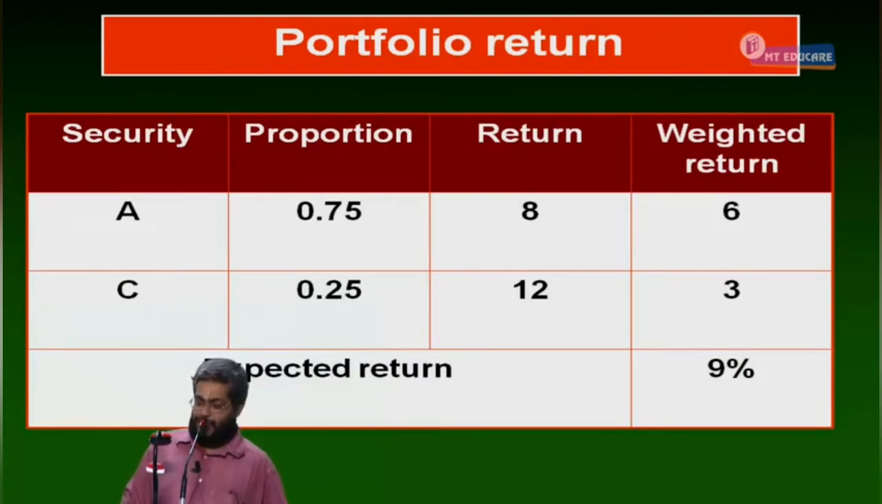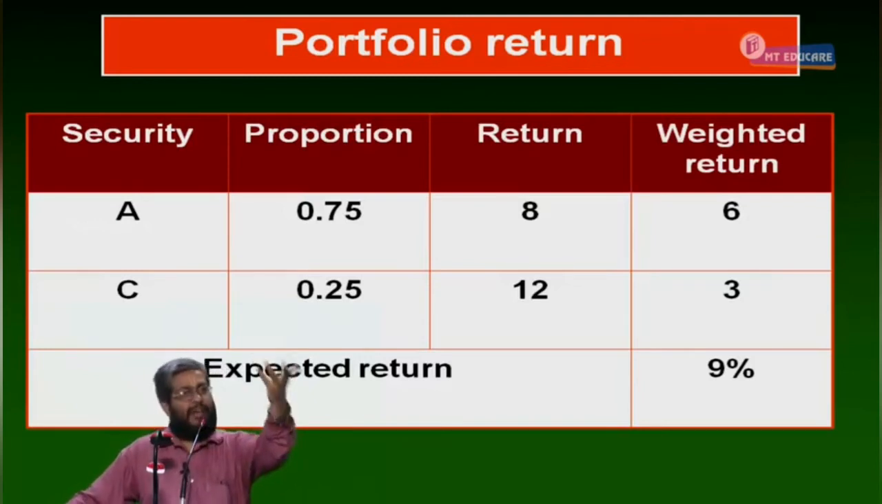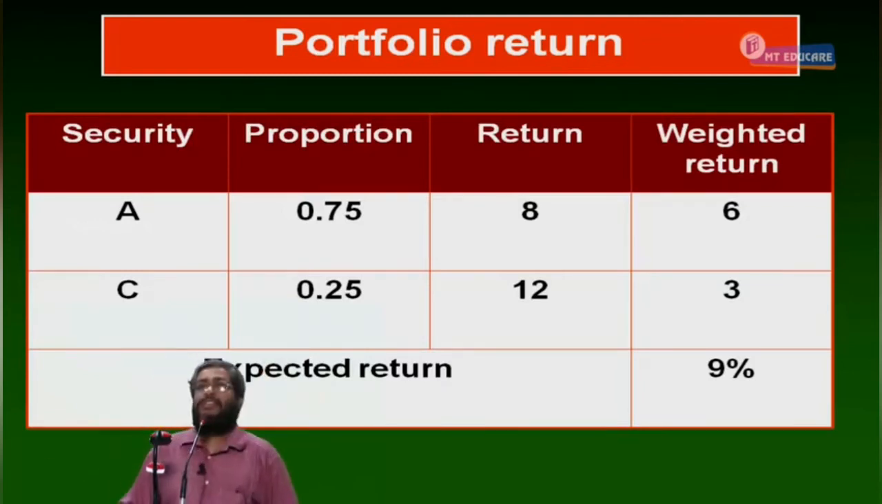Portfolio return is 9%. Now we have to find sigma P. Everybody tell me what the formula for sigma P is. Square root of W1 squared sigma A squared plus W2 squared sigma C squared plus 2 into W1 into W2 into sigma A into sigma C into correlation of A and C. Not required. Simply W1 sigma A plus W2 sigma C. Why? Correlation is +1. Remember, write it down. Next, step 3: portfolio risk.